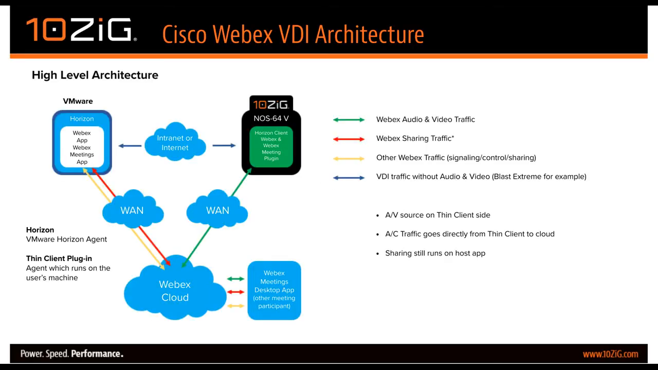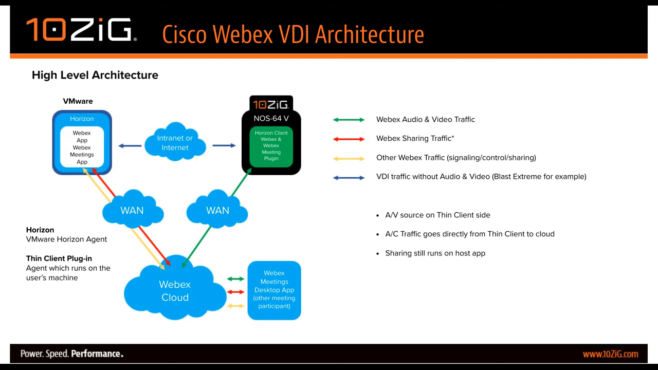Now, very similar to the Teams architecture before it, this slide covers a broader view of the Cisco Webex VDI architecture. So firstly, starting off with the 10ZiG endpoint in black here, which integrates the VMware Horizon client and the Webex and Webex Meeting plugin natively. And secondly, the user's Horizon virtual machine, which runs the Horizon agent, either on-premise or in the cloud, and that runs the Cisco Webex app or Cisco Webex Meetings app, or a combination of both. And thirdly, at the bottom, the Webex services, which are cloud-based.